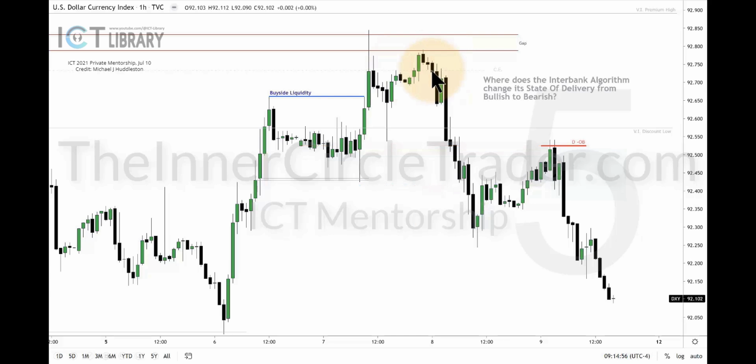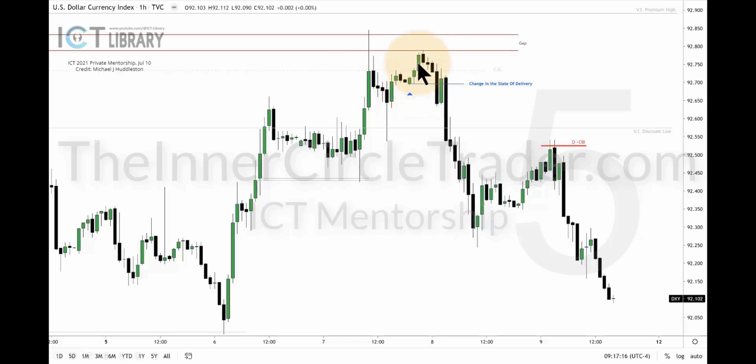The question is where does the interbank algorithm change its state of delivery from bullish to bearish? Yes, we've seen the break in the market structure there, but when does the algorithm actually change its state of delivery? Last up close candles. Notice this candle's close is higher than this one over here. Even though this one wicks through, this is the order block.